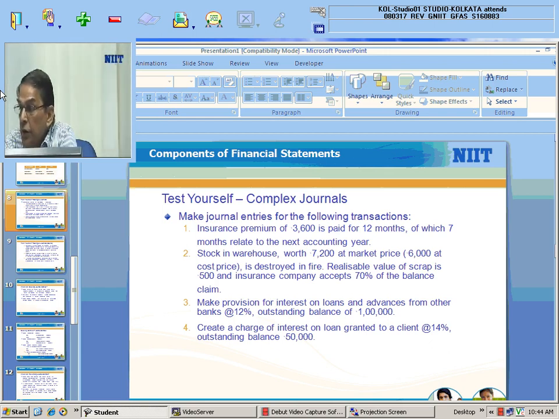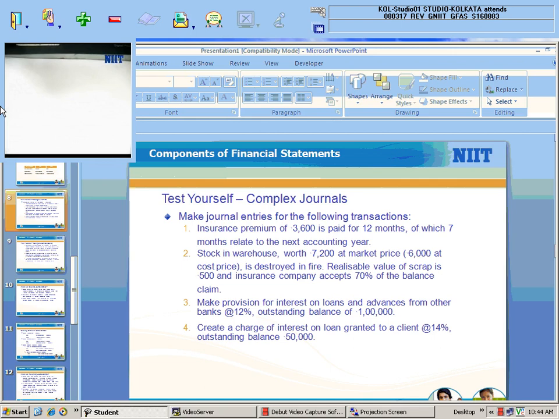The first one is: insurance premium of 3,600 is paid for 12 months. So insurance premium is paid, 3,600 for 12 months. 300 rupees per month is the insurance premium. 7 months relate to the next accounting year. We are assuming that the payment is made in cash. So which accounts are involved in this first example?